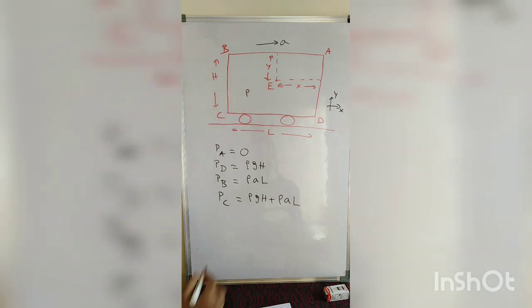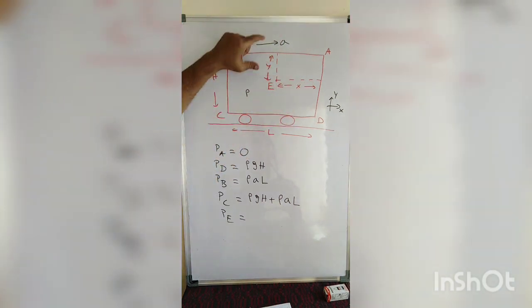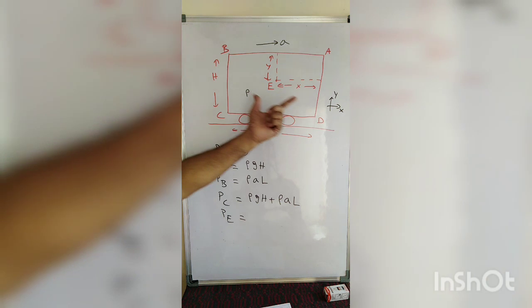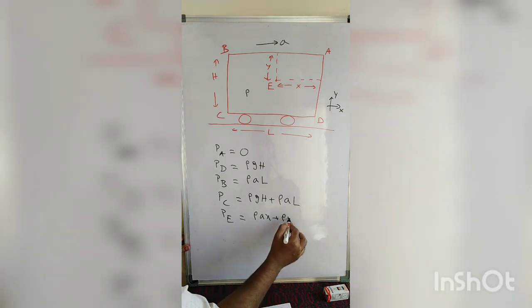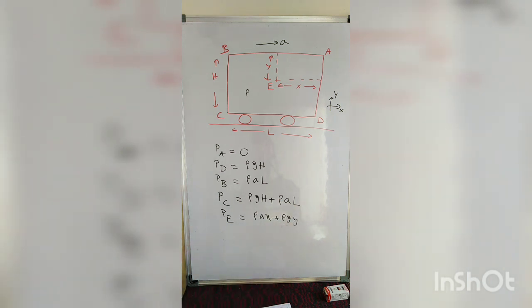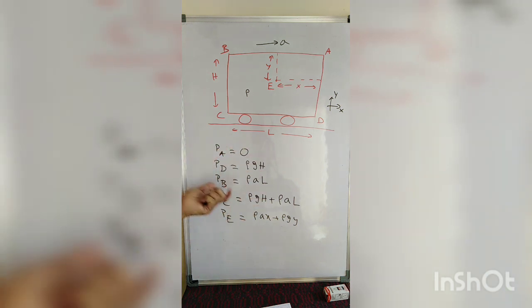Now look at the point E. What is the pressure at E? At E we have horizontally the x-axis and vertically the y-axis. Therefore, horizontally we have rho Ax, and vertically rho Gy. So these are the pressure differences in accelerating fluids. By taking this case, you can solve any problem related to the pressure differences in accelerating fluids.